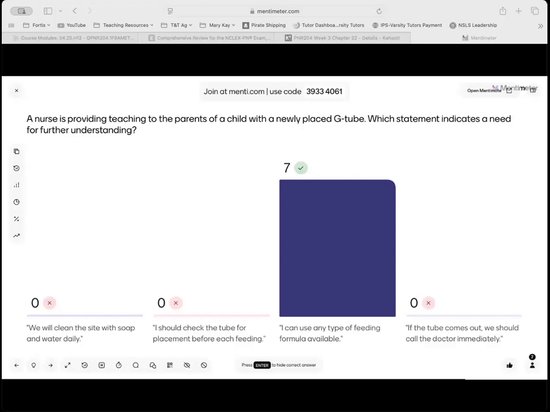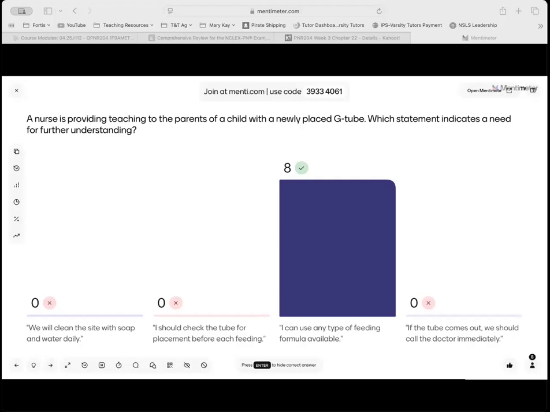Yep, we have to use the ordered type of formula so that we make sure we're getting the appropriate balance of nutrition. Also, we don't want to use something that could potentially clog that G-tube or get stuck in the tubing and cause an obstruction. So making sure that we are following those physician orders. Obviously want to keep the site clean. We want to make sure the tube is in the right place before we start feeding.